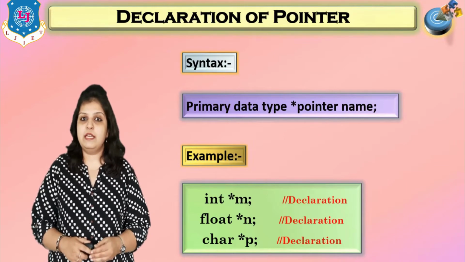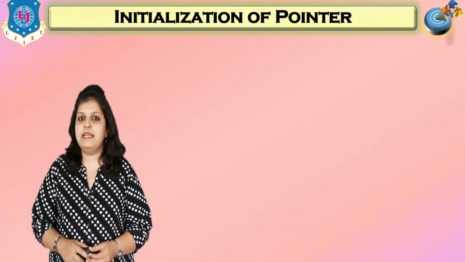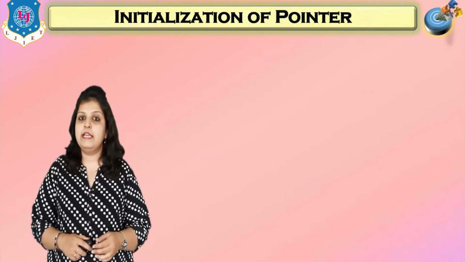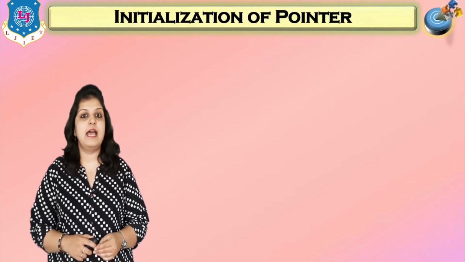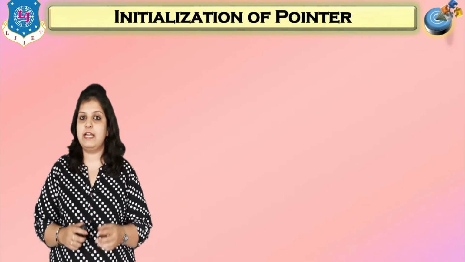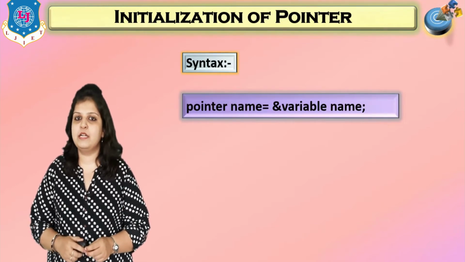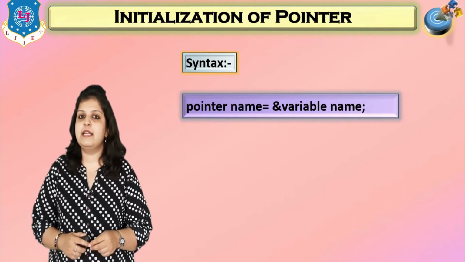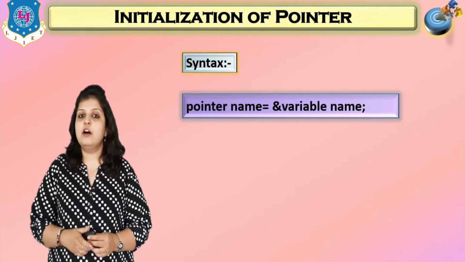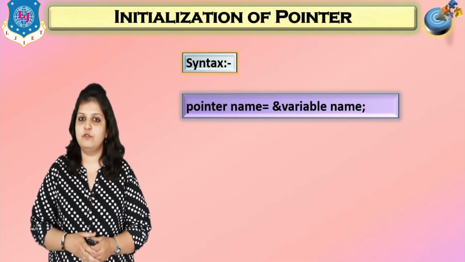Now let's see how we can initialize our pointer. What do you mean by initialization? Initialization means assigning a value to our variable, and in a pointer variable we have to assign the address of another variable. So to see the syntax here, first you write your pointer name, then equal to, then use the ampersand symbol. This ampersand indicates the address of memory, and then write your variable name, the variable whose address you want to store in your pointer.